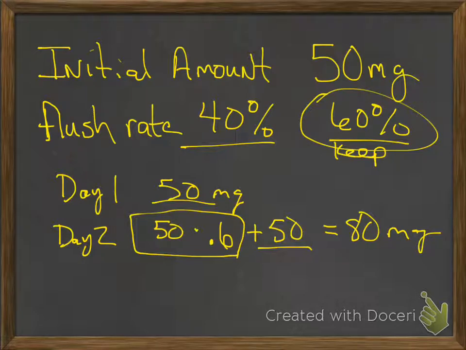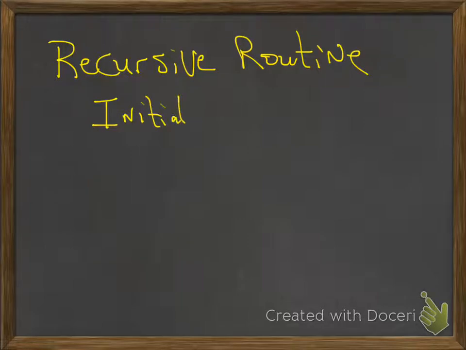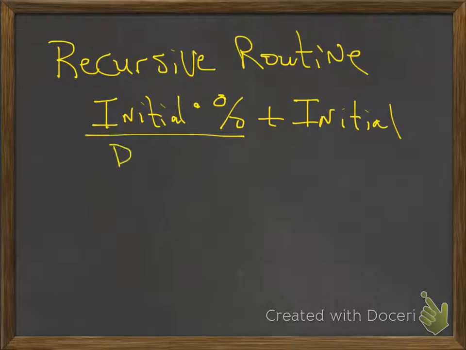Now, if you kind of recall, there was a recursive routine that we did that had something like that, where we said something like it was the initial amount times a certain percentage, but then we could add back in the initial, because this was like a decay, which means it was going to go down, but we're re-energizing it, I guess you could say, with some more.